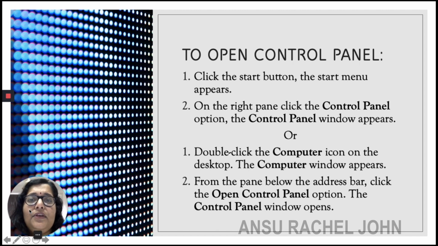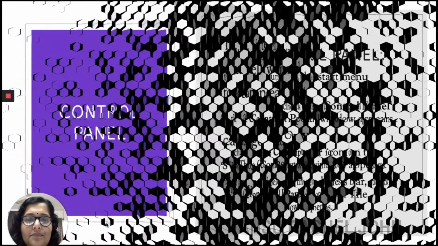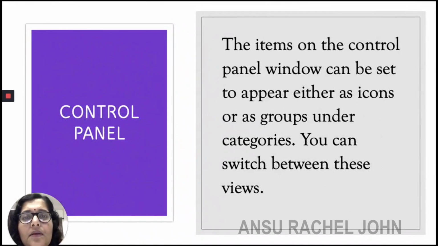The Computer window appears. From the pane below the address bar, click on the Open Control Panel option. The Control Panel window appears. In the Computer window, you can see an option called Open Control Panel. Click on it. The Control Panel window appears. Now let's talk about the Control Panel.